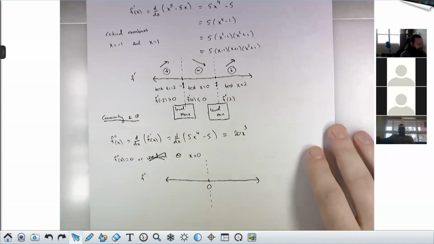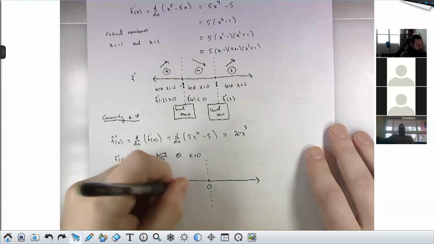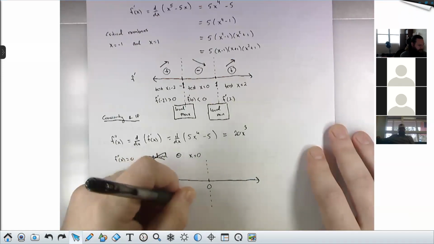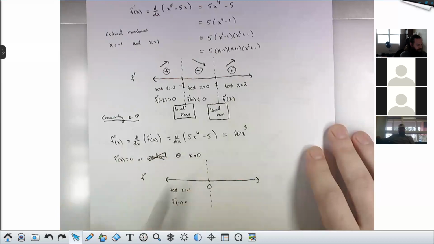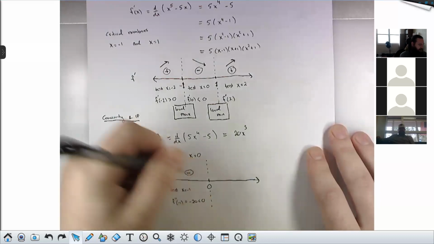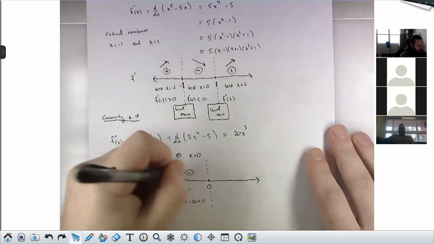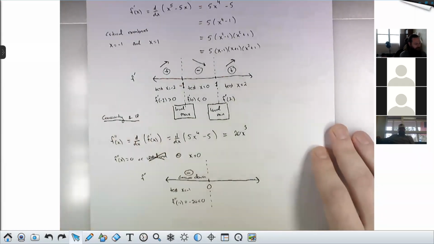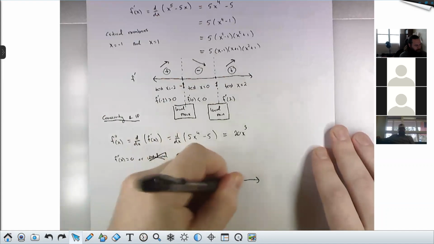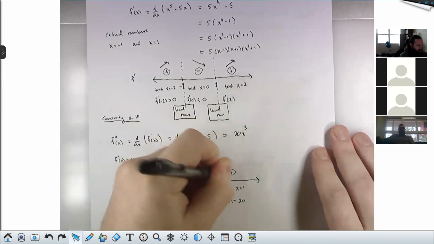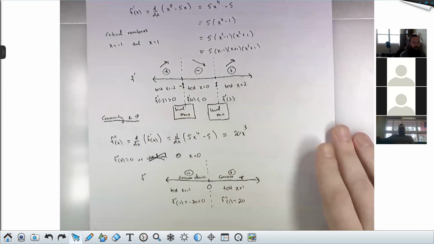To the left of 0, if I test x equals -1, f double prime of -1 is -1 cubed times 20. That's -20, which is less than 0. It's negative, which means we're concave down. And to the right of 0, if you test x equals +1, f double prime of +1 is just 20, which is positive, which means f there is concave up.